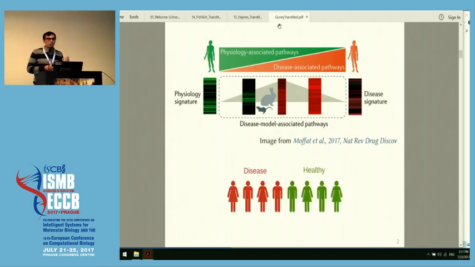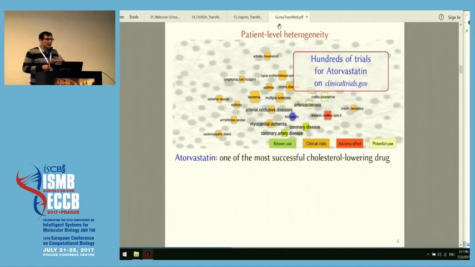The way we usually do this is by looking at samples, grouping them as healthy and disease. But oftentimes this is a strong assumption, because we know that most of the time disease phenotypes are not clear-cut, and there are many subtypes. And this has important implications in the clinic.